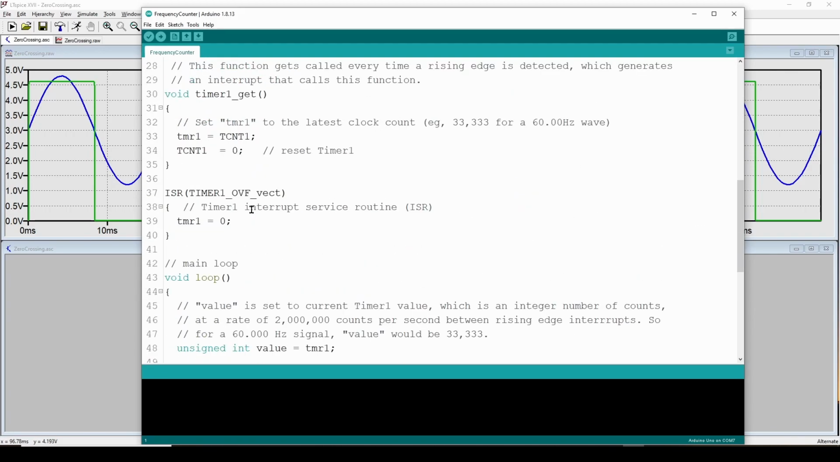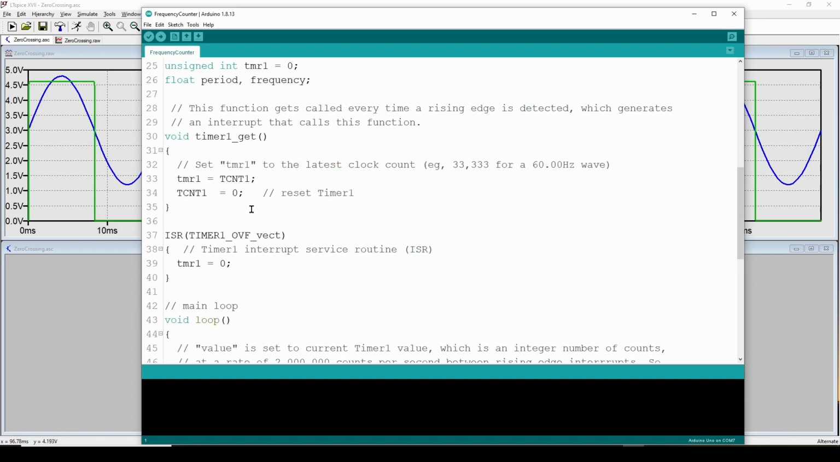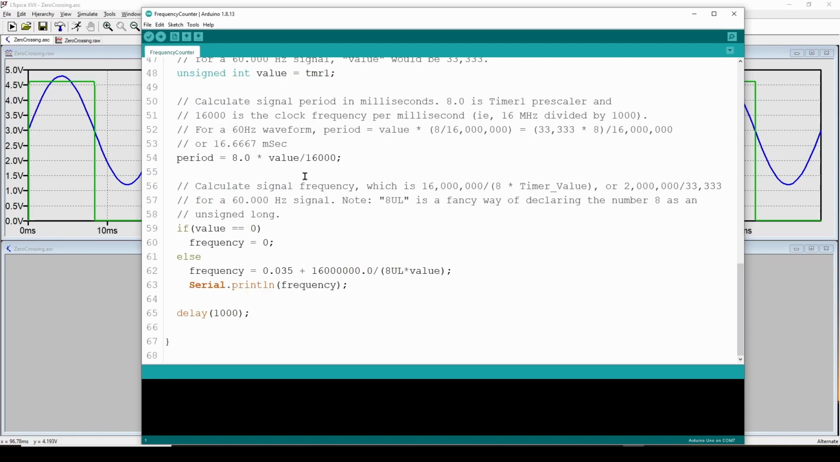Again, there's some of it that you just have to have to make everything work. But if you work through the math here, you can see that you're basically just figuring out how many counts, figuring out what that is in milliseconds for a period, and then calculating frequency from one over that. So that's the Arduino code.